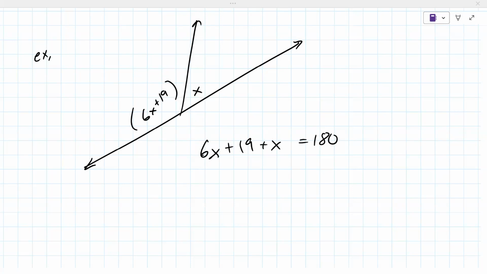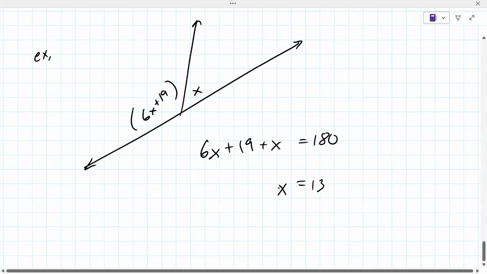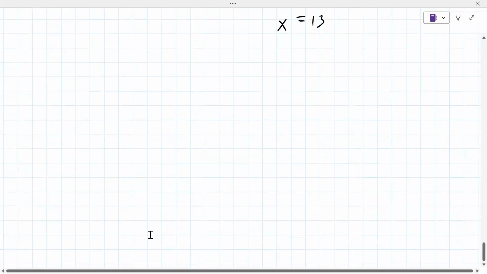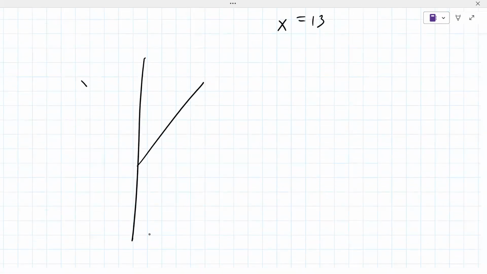Would it just be x equals 13? Okay, that is correct. We've got time for one more here. Let's do another example.